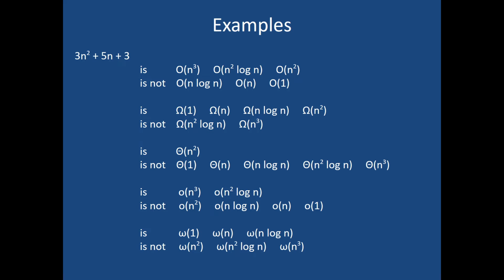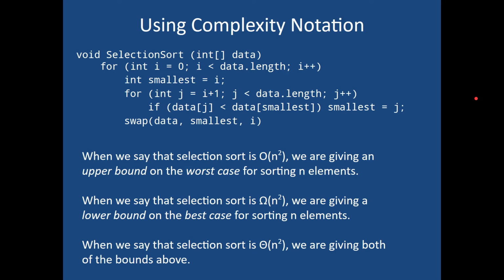Any other questions? Okay, and I made a point about this. I'm just going to repeat. Most often, we use complexity notation to make statements about specific algorithms. So when we say that selection sort, for example, is O of n squared, what we're saying is that no case will take longer than n squared time. Or another way to say that is the worst case will take no longer than n squared time.